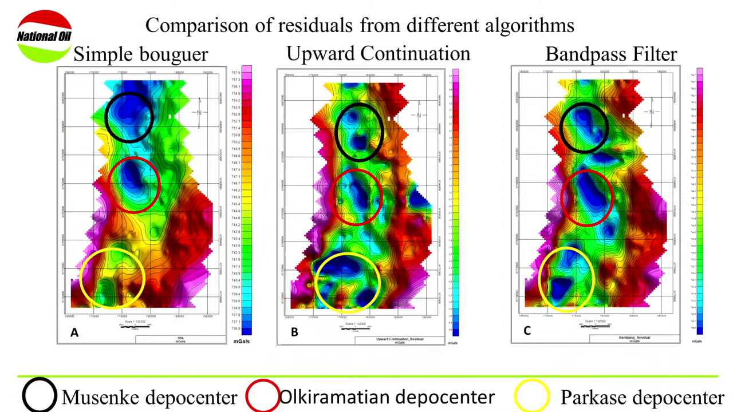Also, I did something on upward continuation in comparison to simple Bouguer and bandpass filter. Not much difference between the two. Upward continuation highlights some dike. There's a dike there where the Pakase depot center is seated. Still, a bandpass filter shows us that the southernmost depot center, Pakase, further splits into two.